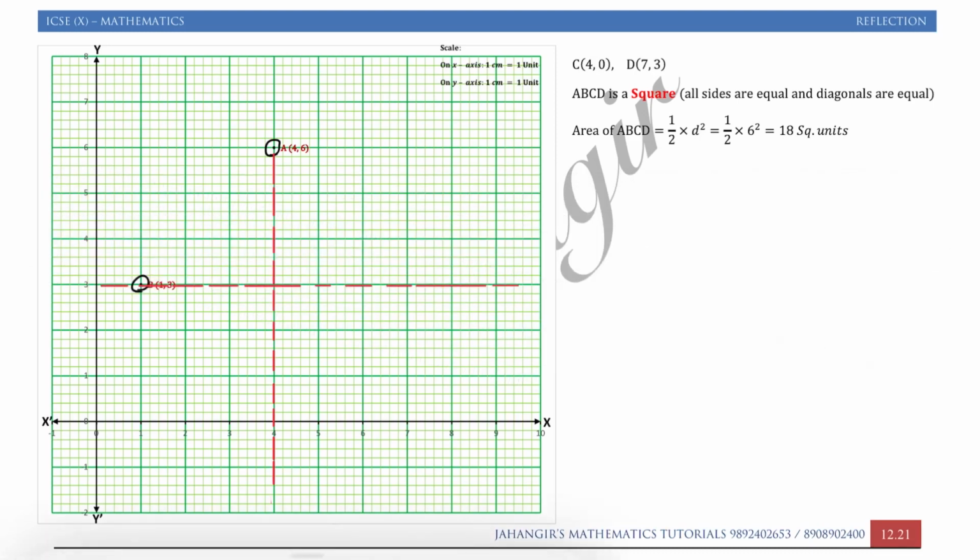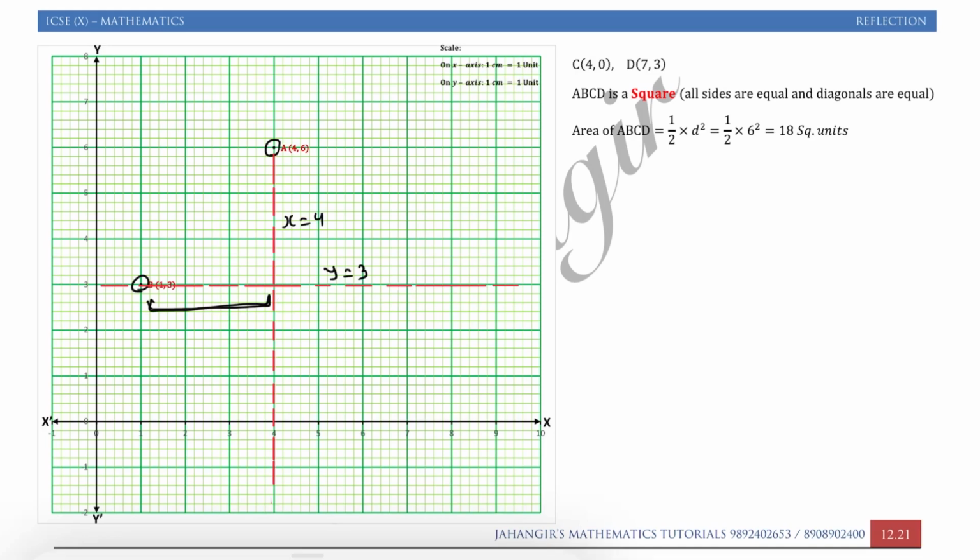Now these 2 points are symmetrical. Symmetrical means now this B point is reflected in vertical line. This is x equal to 4 line and this is y equal to 3 line. So if you are reflecting, see from this to this we have 3 blocks. So we will go 3 blocks ahead. So my reflection will be on this point.